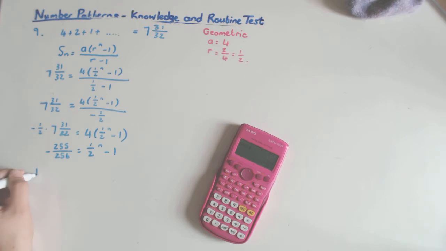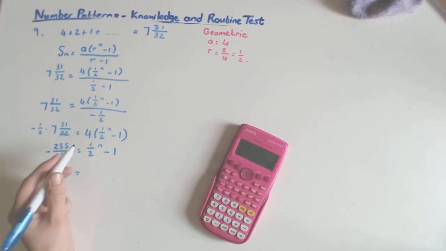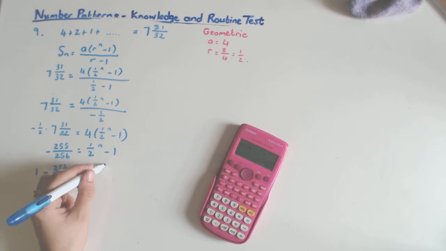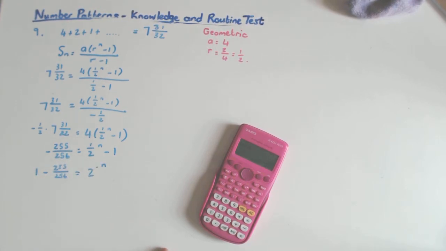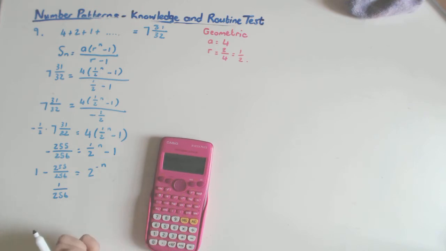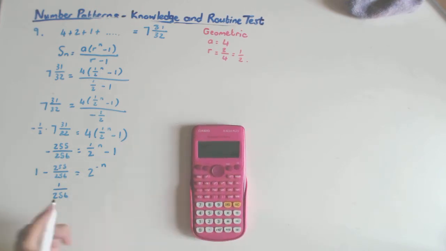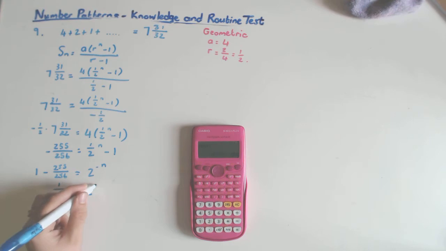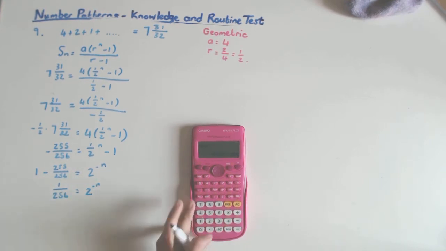So 1 minus 255 over 256 is equal to a half to the power of n, or I can write it as 2 to the power of minus n. And then this is 1 minus 255 over 256. Can you see? Should just be 1 over 256. But you can really take this in your calculator and plus 1. It gives me 1 over 256 is 2 to the power of minus n.